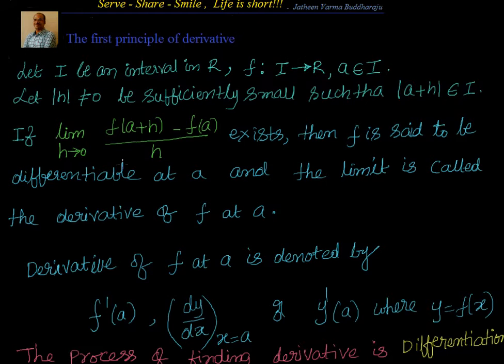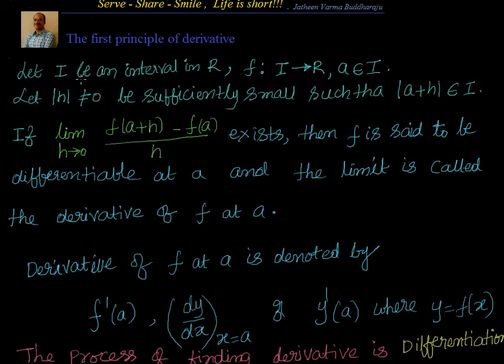If the ratio of change in the function with respect to the change in the domain values exists, then that function is said to be differentiable at a particular value, and if you limit the change to be 0, then the limit is called as derivative of function. Now let's look at the first principle of derivative.